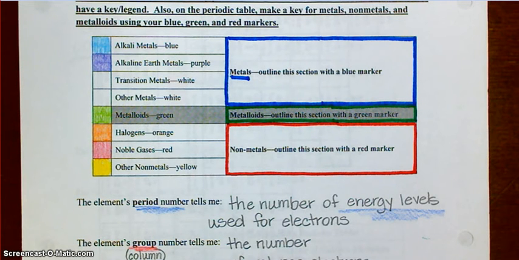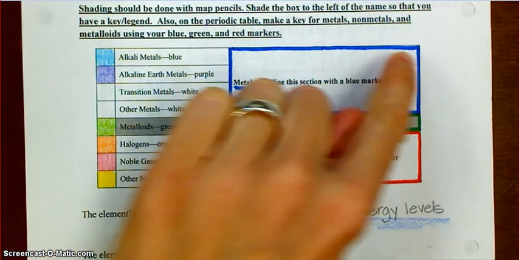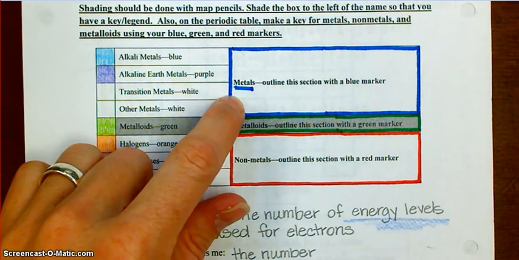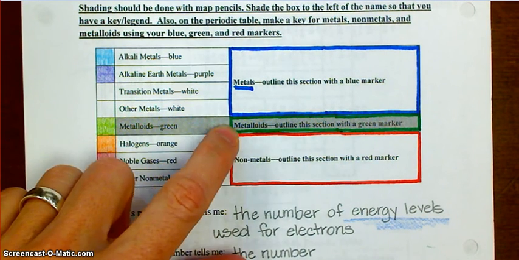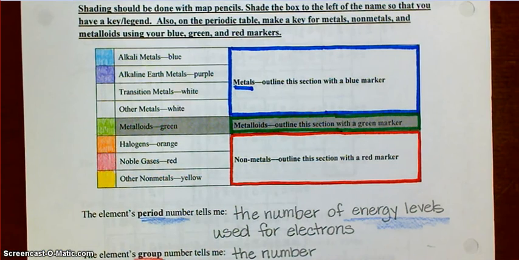So you guys know me, I tend to color code everything. So here's kind of what I did. I did my little blue border back here, and I pointed out that that's metals. My green border, that's metalloids. My red border, that is nonmetals. And then here's what I did on the front.